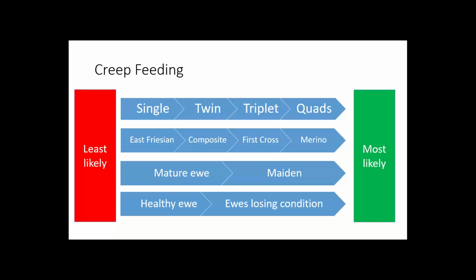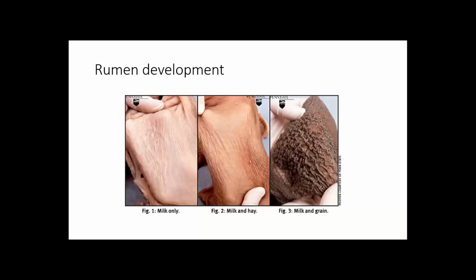So if you're sitting there trying to work out which mob to creep feed, I'd start by targeting your maiden merinos that are rearing quads. And if that doesn't work, I don't know what will. If you've seen any information about creep feeding lambs, you've probably also seen this image. And it illustrates how creep feeding can rapidly develop the rumen. And all these images are taken at 6 weeks of age from calves.